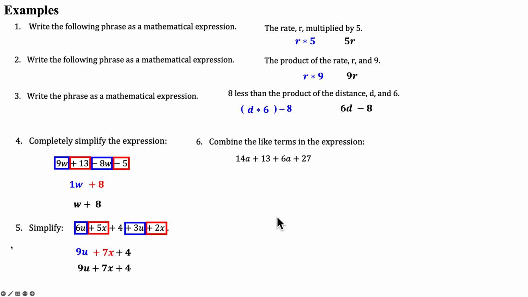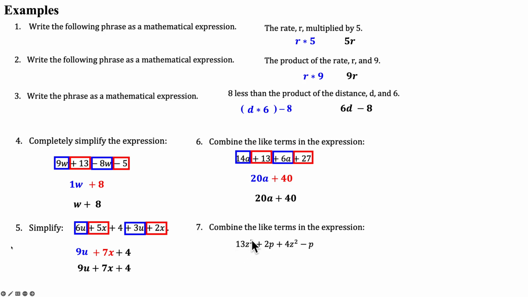So combine like terms in this expression. Again, start with your a term first. Combine it with the 6a, that's 20a. 13 plus 27, that's a 40. 20a plus 40 is my final answer.